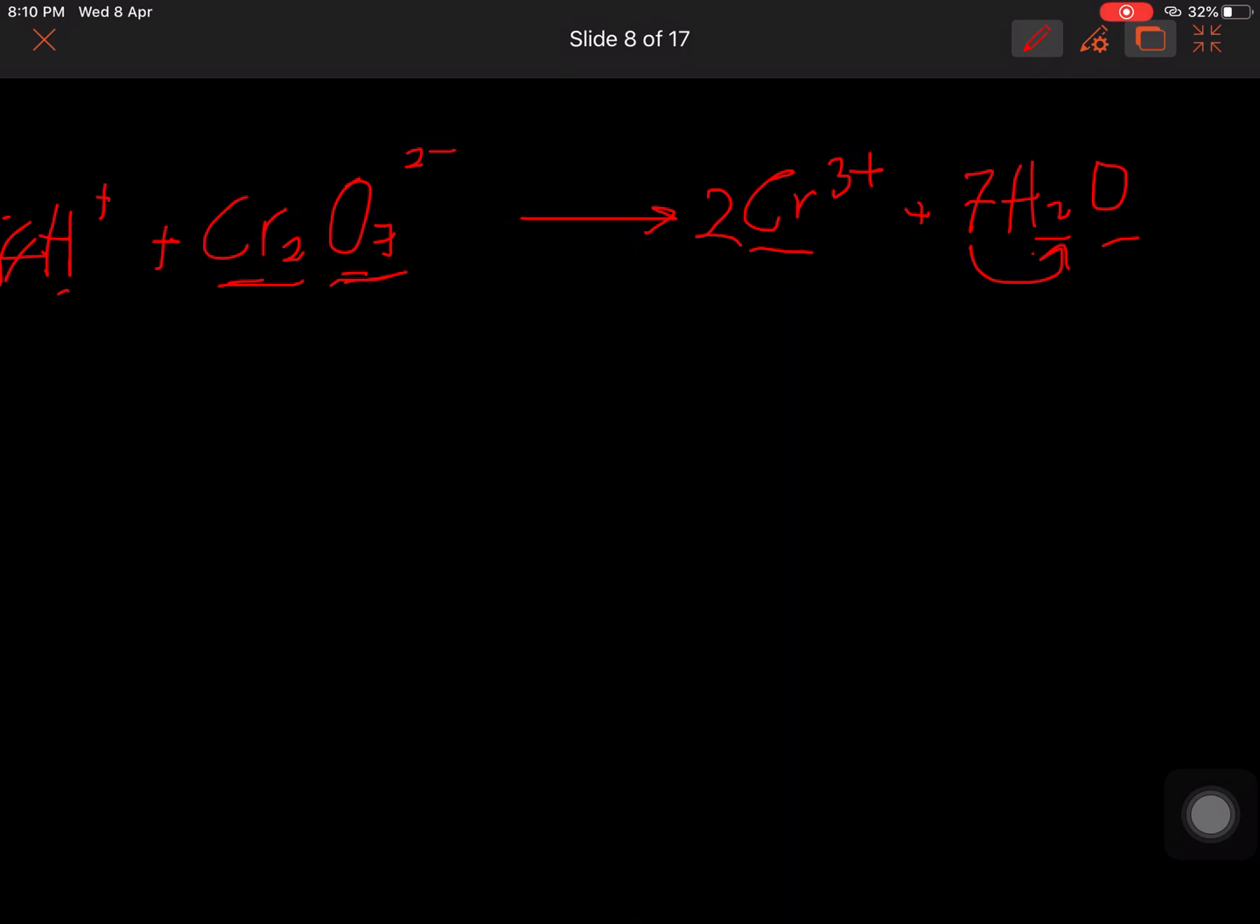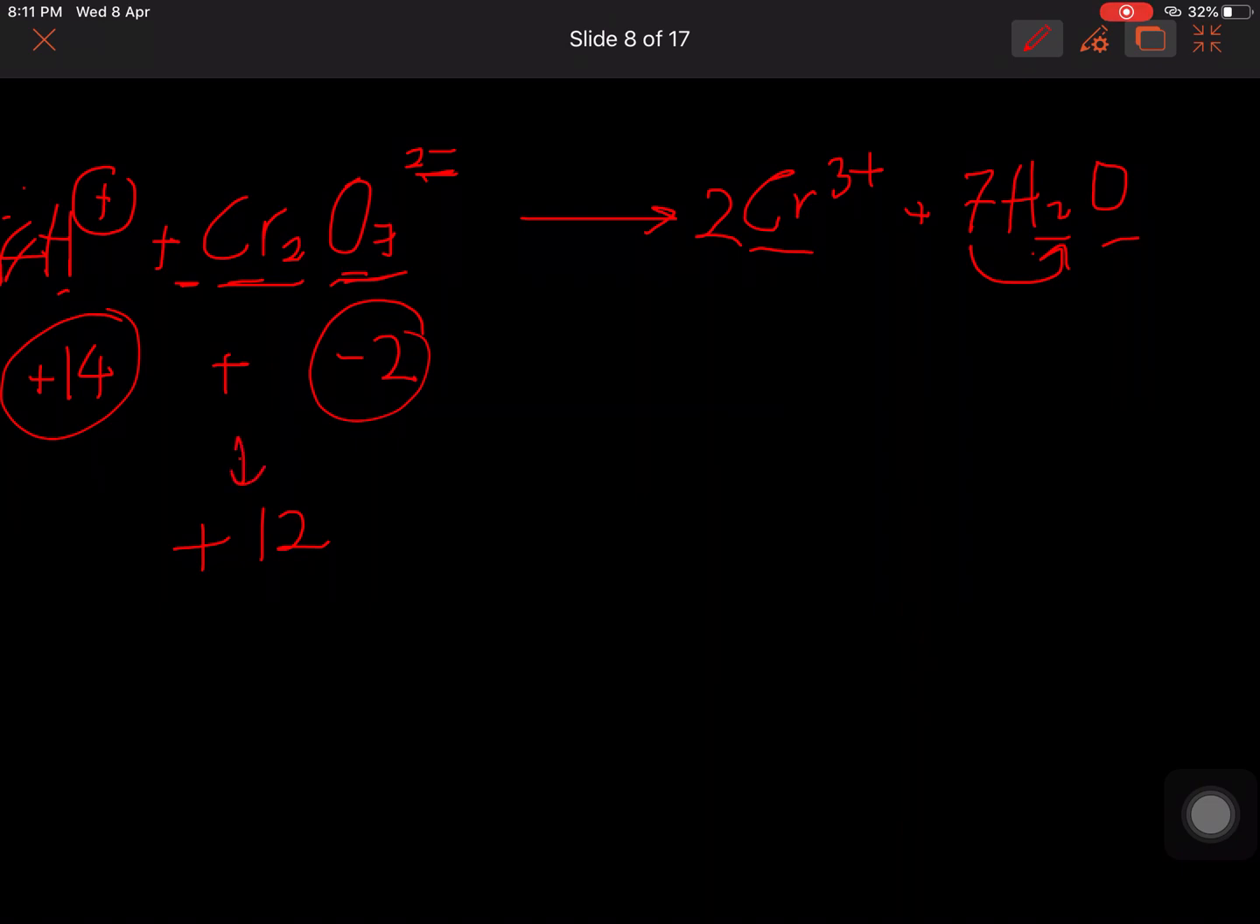So we calculate the charge. This one 14, then charge dia adalah plus. So this one charge dia adalah positive 14. Yang ni charge dia negative 2 only, sebab do not have any number here. Okay, so positive 14 and negative 2, bila tambah dua ni, it will produce positive 12. Okay, hasil dia.